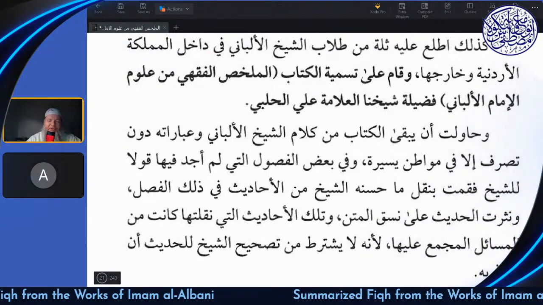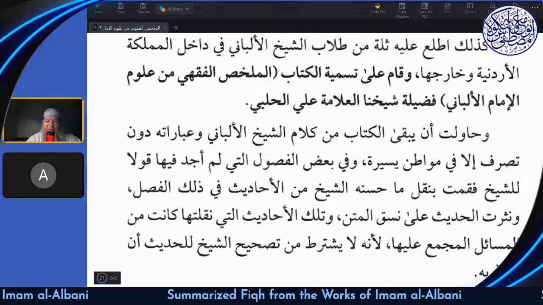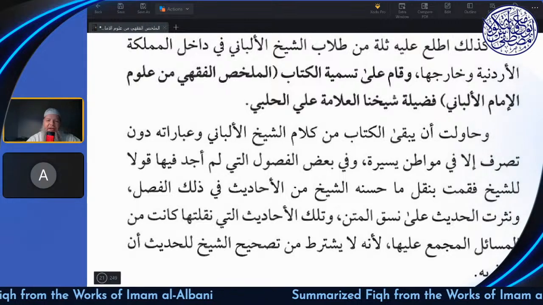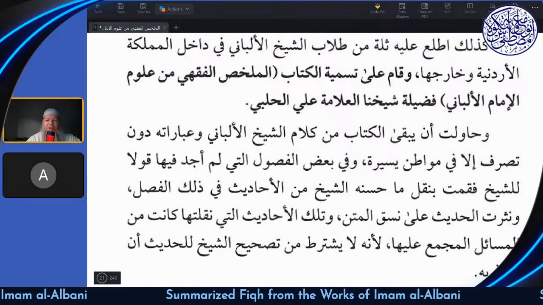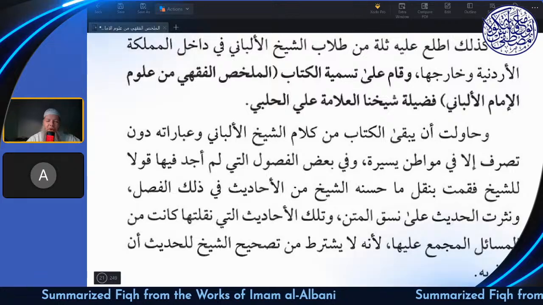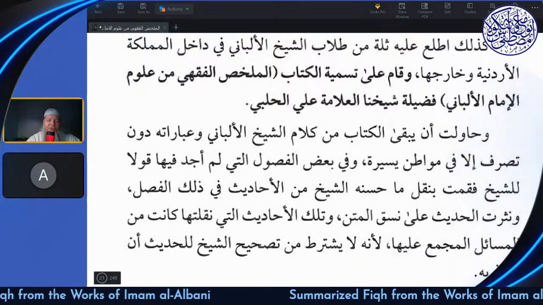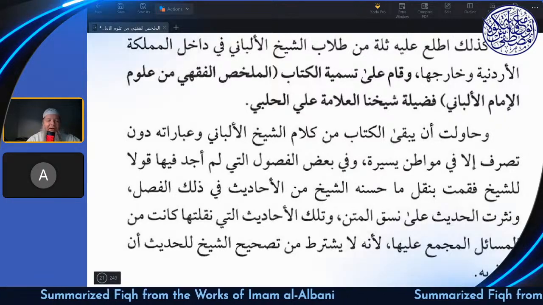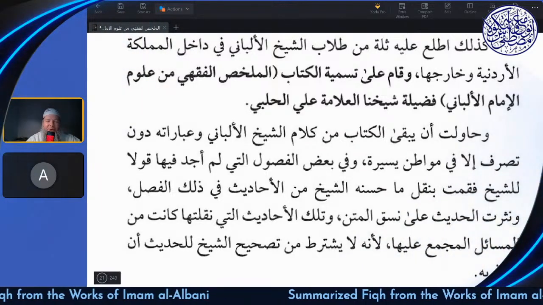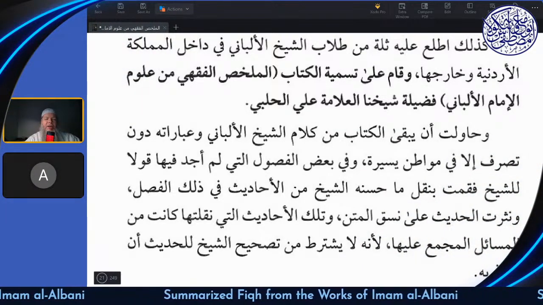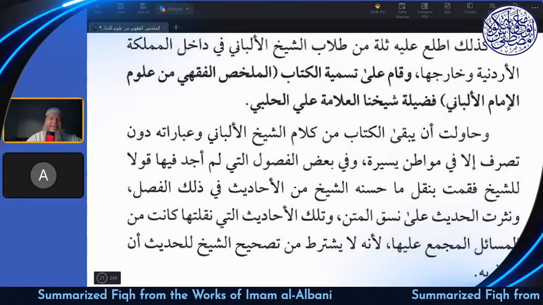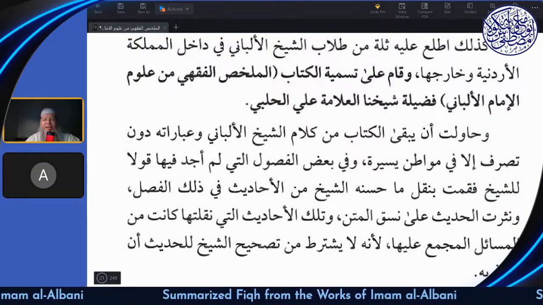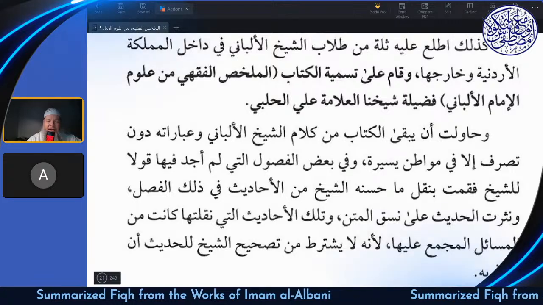So if he did not find a statement from the Sheikh regarding it, he wasn't asked, he didn't speak about it. فقمت بنقل ما حسنه الشيخ من الأحاديث في ذلك الفصل. Then I transmitted what Sheikh Al-Albani graded hasan or authentic from the hadith in that chapter. So for example, let's say there's an issue in business transactions that Sheikh Al-Albani didn't speak about. However, he graded a hadith authentic in that chapter in one of his books, but he didn't discuss the issue at all, but he authenticated a hadith. Then Sheikh Sulaiman Mubarak brought that hadith in place of that section.